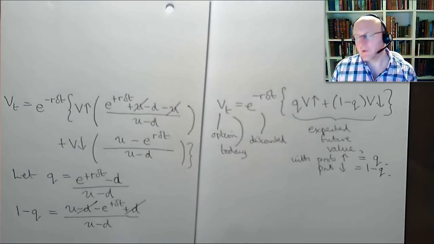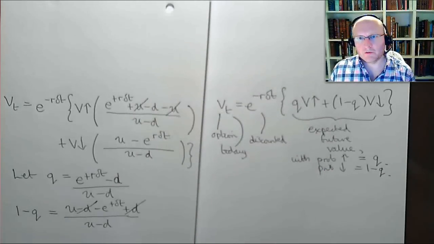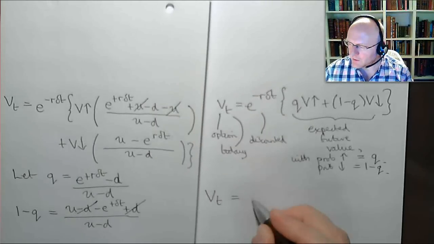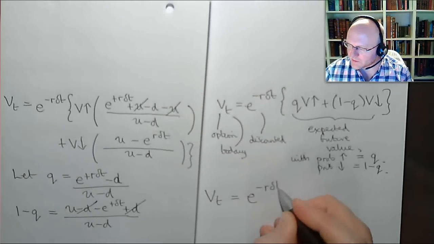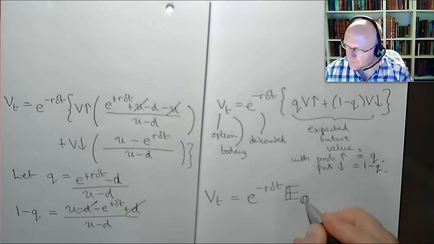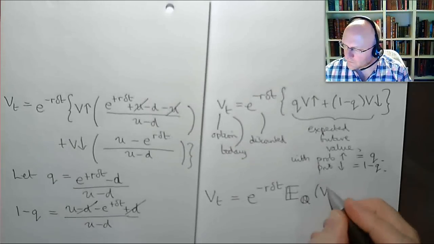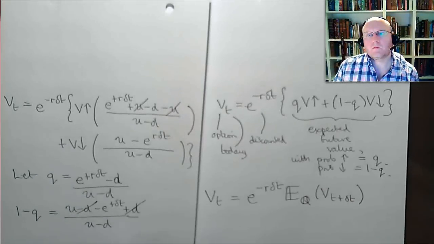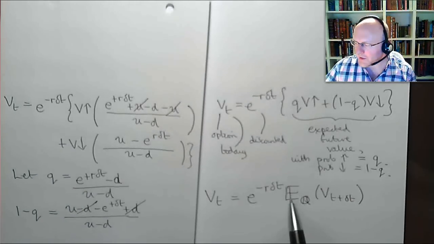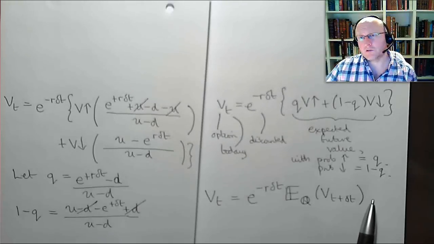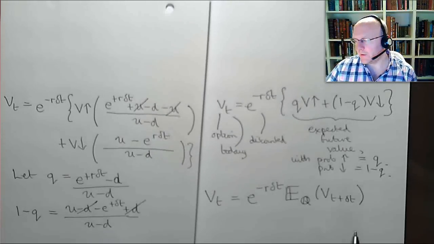Okay, so let's introduce some notation to make this a bit more concise. So we have our option value today is a discounted back to today expected future value. However, where the expectation is taken according to this new choice of probabilities q and 1 minus q instead of our original probabilities p and 1 minus p.